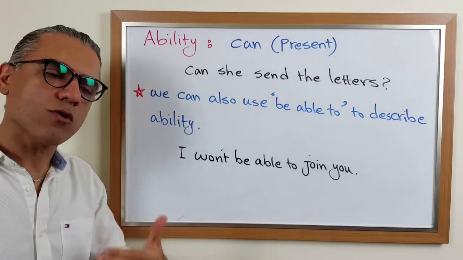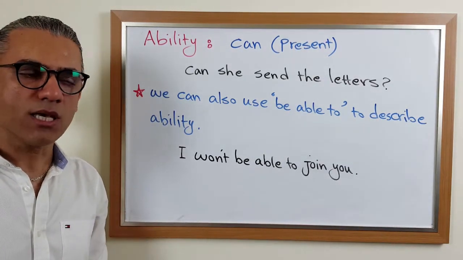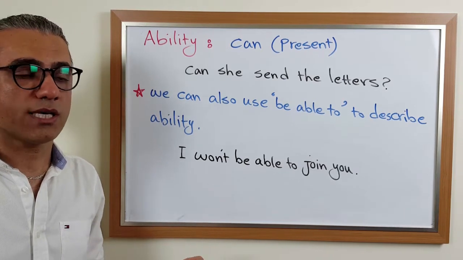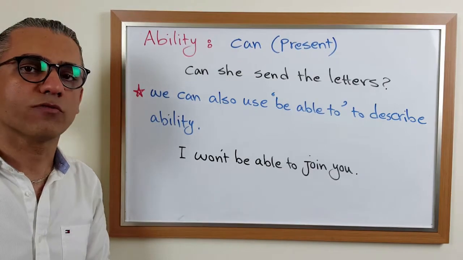So be able to is also used to describe ability, especially. It is very useful when you cannot use can, when you cannot use two modal verbs together.